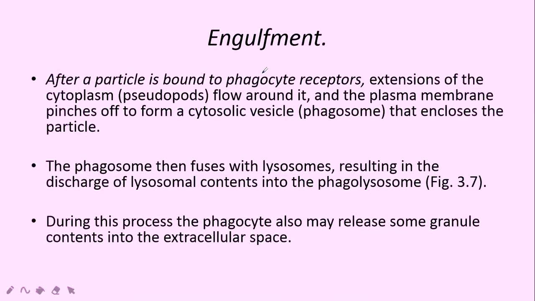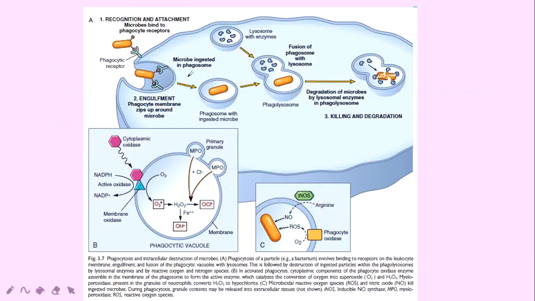After a particle is bound to the phagocyte receptor, extensions of cytoplasm known as pseudopods flow around it and the plasma membrane pinches off. In this way, a small phagosome in the form of a cytosolic vesicle is formed. The phagosome then fuses with the lysosomes, resulting in the discharge of its contents into the phagolysosome. This process also results in release of some granule contents into the extracellular space.